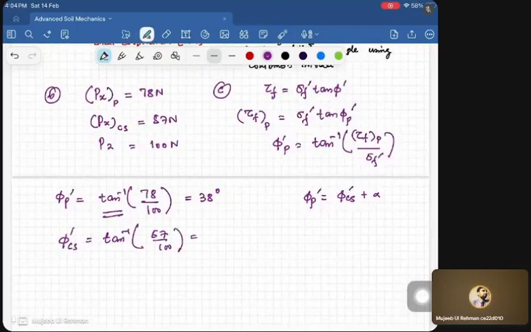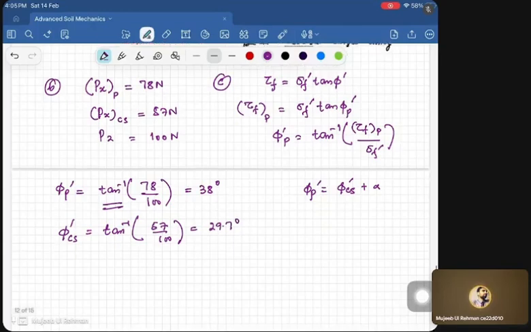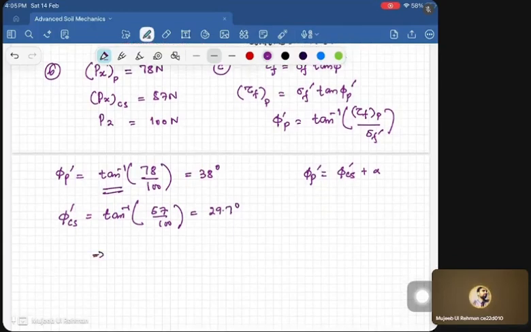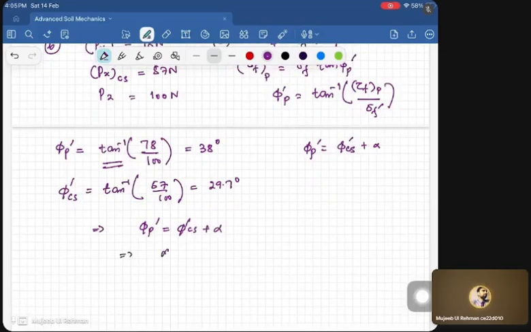So can you determine what is the tan inverse of 57 divided by 100? Which is equivalent to 29.7 degrees, correct? Now we have both. We have phi p, we have phi critical state. Now what is the dilation angle? We will use the equation as per the Coulomb's, that is phi p dash is equal to phi dash critical state plus alpha, and this implies alpha will be equivalent to phi dash p minus phi dash critical state. So what is it? It is 38 degrees minus 29.7 degrees.